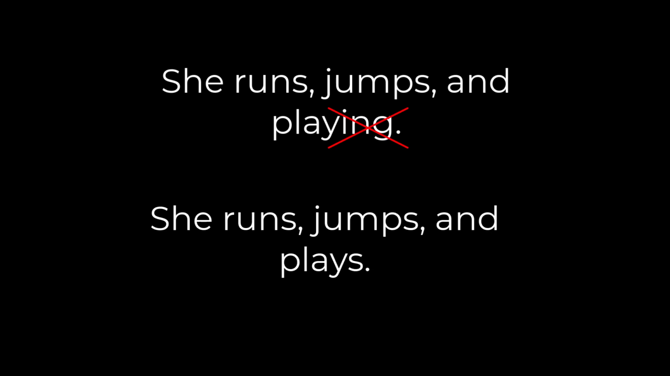In this video, we're going to review parallel structure and the secondary use of semicolons. What is parallel structure? Well, it's most easily demonstrated by example. "She runs, jumps, and playing?" No, we wouldn't say "playing" at the end. We want to keep that structure similar and parallel throughout the sentence. She runs, jumps, and plays.